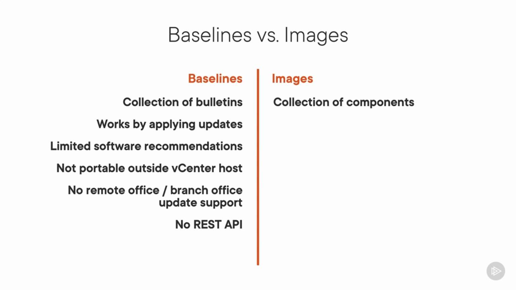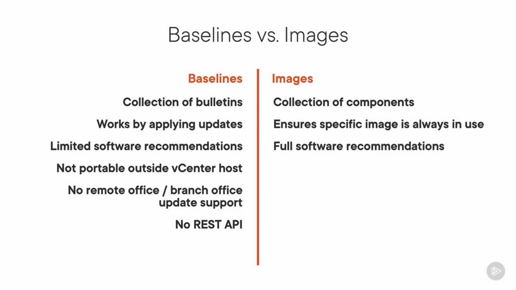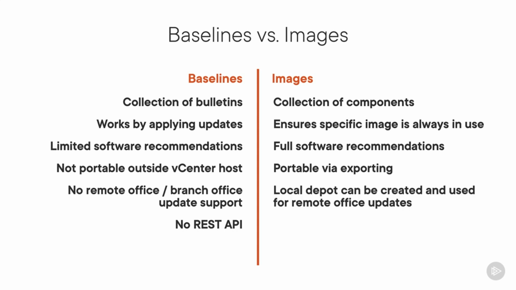Images, on the other hand, are what VMware defines as a collection of components that work by ensuring a specific image is always in use. There are recommendations for ESXi images, firmware, and drivers, as well as vendor-specific add-ons for all the hosts running in a cluster. And images are actually portable via exporting. So I can export an image and I can say, let's use this on another vCenter server. So I could create the definition of an image once and then use it many times.